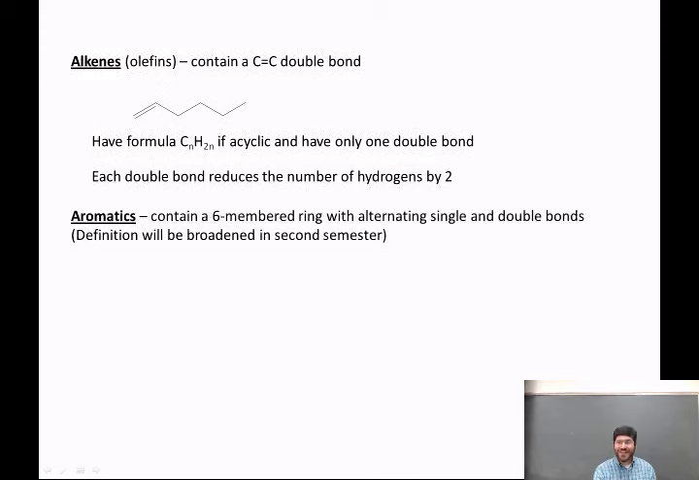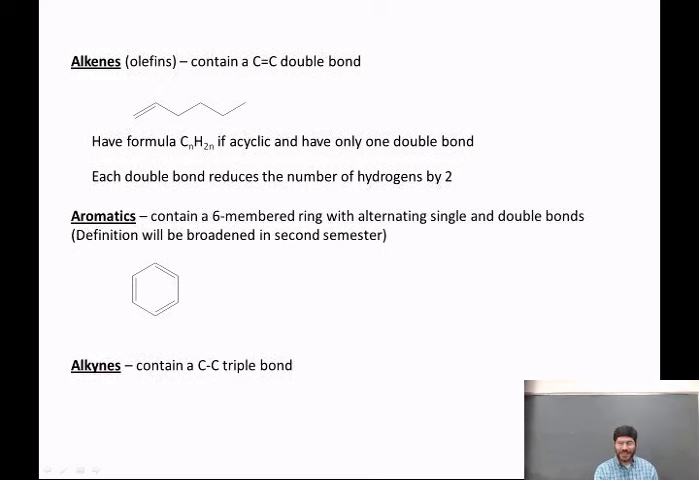Another more specific class of alkenes that we're going to look at a lot in the course of our exploration of organic molecules are known as aromatic rings. Aromatics, for the purposes of our discussion this semester, contain a 6-membered ring with alternating single and double bonds. This definition will be broadened in the second semester when we have an entire unit where we discuss what it means for a molecule to really be aromatic. And we're going to look at some examples that don't just have 6-membered rings and don't just have carbon and hydrogen. But that's coming up in the second semester.